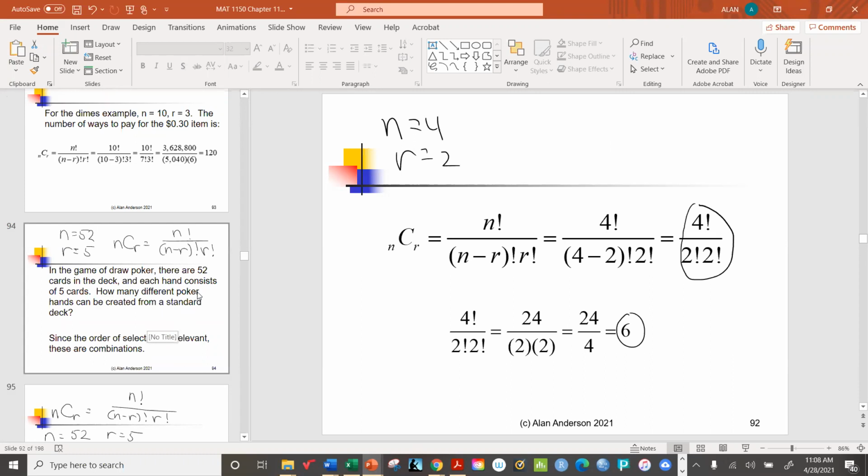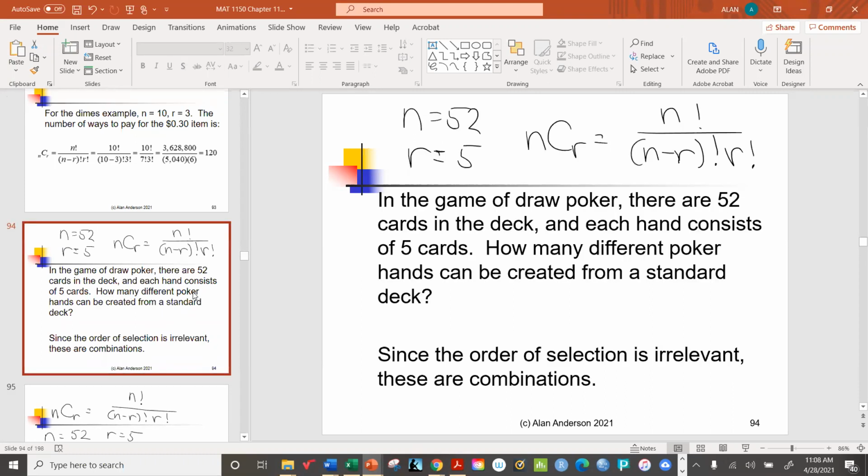All right, how about this one? Suppose we're playing draw poker. If you're not familiar with the game, everybody gets 5 cards in their hand. And of course, whoever wins is the one that has the highest hand. But the bottom line here is that the order in which you are given your cards does not affect the value of your hand. So each hand could be considered a combination where we're choosing 5 cards from a deck of 52.